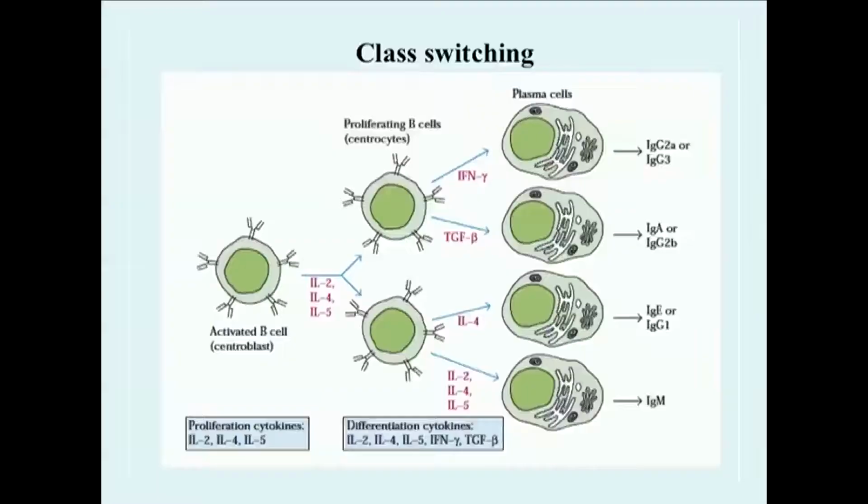Now, I will tell you about the other isotypes which are secreted from the memory B cells. That means during the second exposure to the same antigen. Now, what happens? Some small molecules called cytokines or interleukins are secreted by many of the immune system cells.